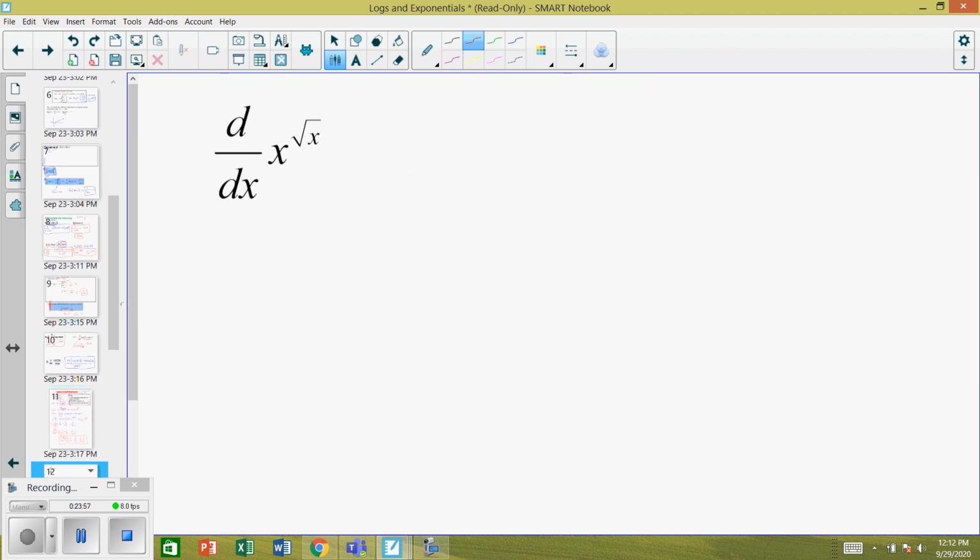Okay. All right, so we got d over dx of the derivative of x to the square root of x. This is whenever we have a function raised to the power of a function. So notice it's not being raised to a number, so we can't do the power rule, but we can do implicit differentiation. Okay. So we're going to start off by saying y equals x to the square root of x power. Now step one is to take the ln of both sides.